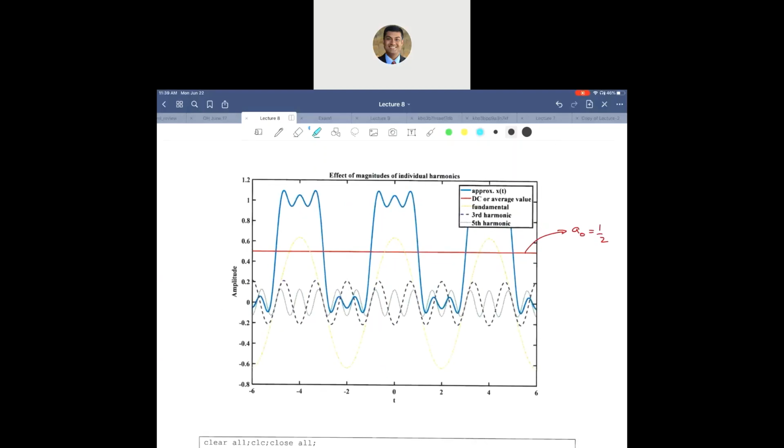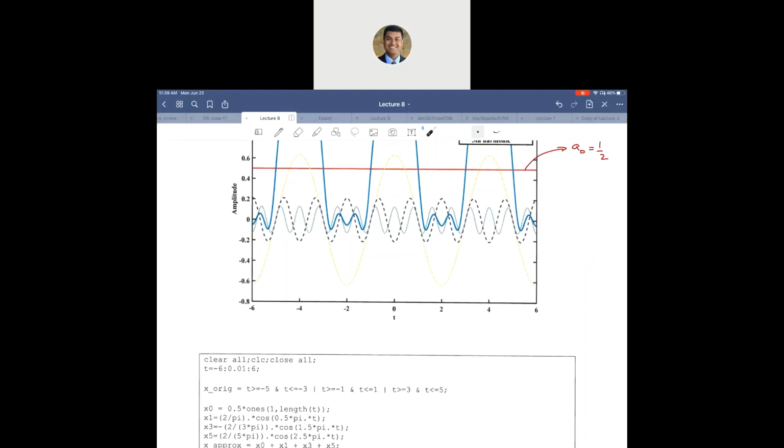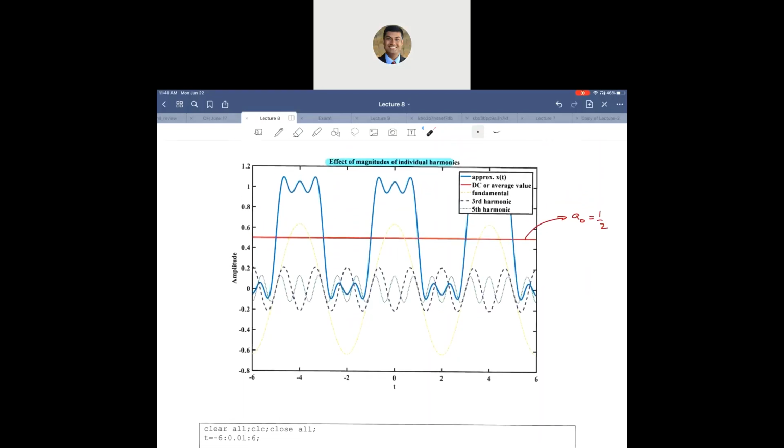Now, to go one level deeper, on this graph, we are showing the effects of magnitudes of individual harmonics. So the DC term is a sub 0, which is half, so that's a red straight line. Then you have the yellow dashed line for the fundamental frequency. The amplitude of the fundamental frequency was a sub 1, which is the same as a sub minus 1, I believe was 1 over pi. So we are essentially evaluating 1 over pi here in the yellow one.